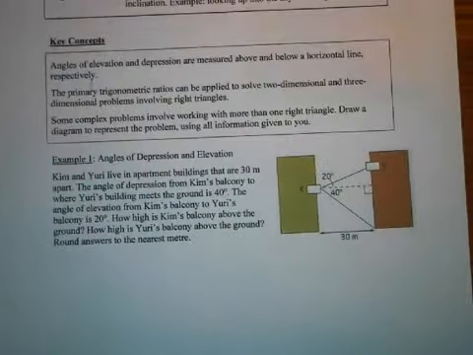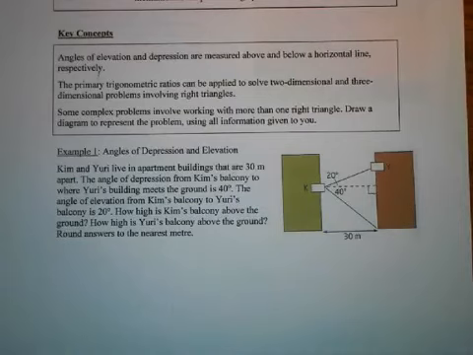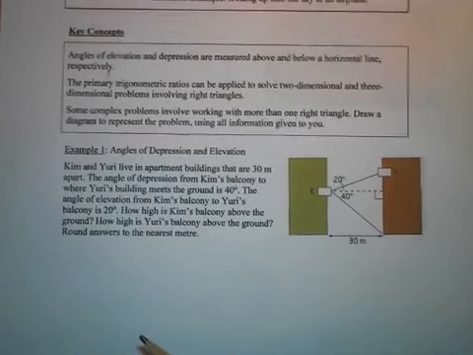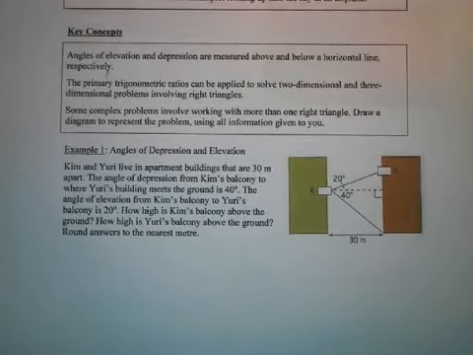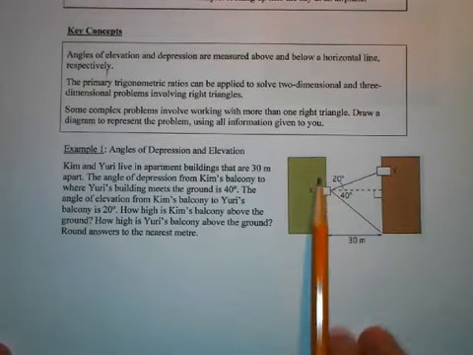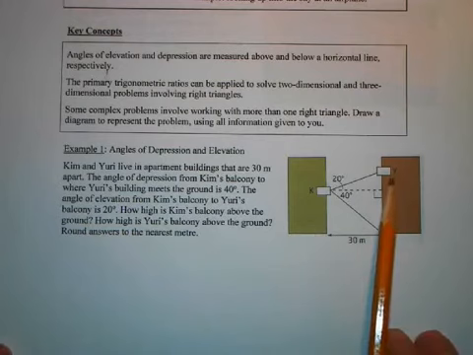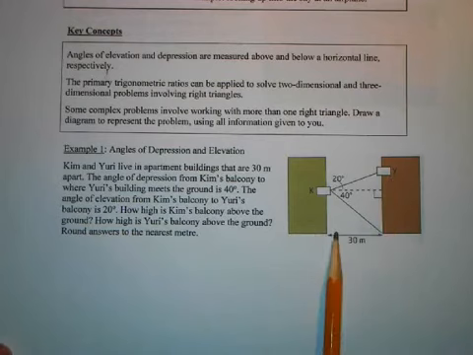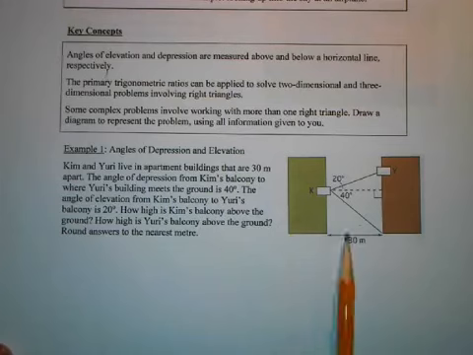Okay. So this is our Romeo and Juliet question here. Except they're not Romeo and Juliet, they're Kim and Yuri. And it's a modern day problem. They live in apartment buildings across from each other. The apartment buildings are 30 meters apart.